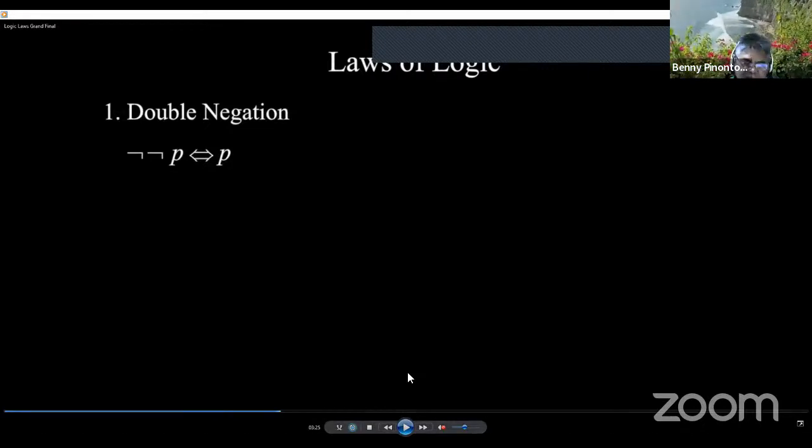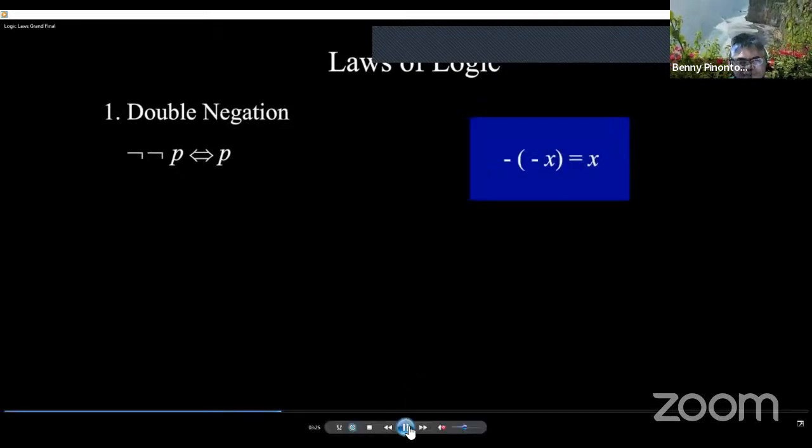And double negation: if you say negation two times, that's the same as you just ignore them. The same as this one. So you compare this, minus minus 2 is equal to 2.